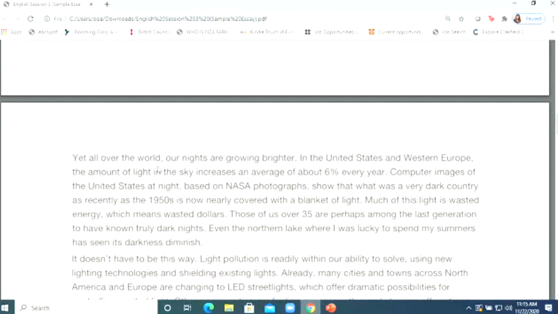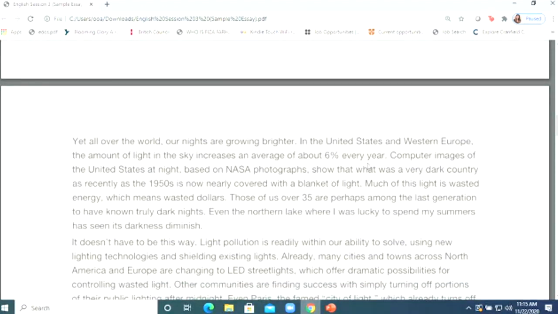Yet, all over the world, our nights are growing brighter. In the United States and Western Europe, the amount of light in the sky increases an average of about 6% every year. Computer images of the United States at night, based on NASA photographs, show that what was a very dark country as recently as the 1950s is now nearly covered with a blanket of light. Much of this light is wasted energy, which means wasted dollars. Those of us over 35 are perhaps among the last generation to have known truly dark nights. Even the northern lake where I was lucky to spend my summers has seen its darkness diminish.